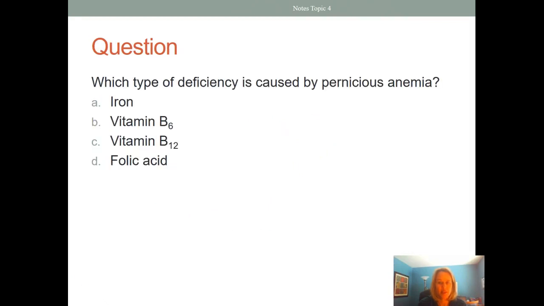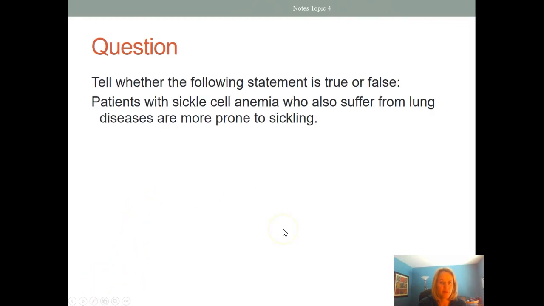Which type of deficiency is caused by pernicious anemia? This is due to a vitamin B12 deficiency. And tell whether the following statement is true or false. Patients with sickle cell anemia who also suffer from lung diseases are more prone to sickling. This is going to be true, right, because they're going to have decreased oxygen in their blood, and decreased oxygenation causes increased sickling. Okay, that's it for topic 4. We'll see you for topic 5.